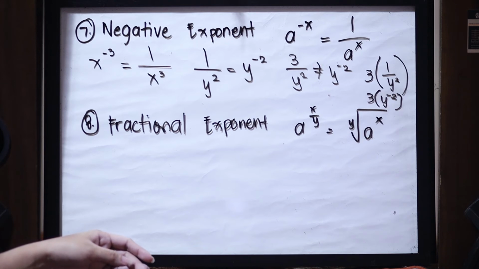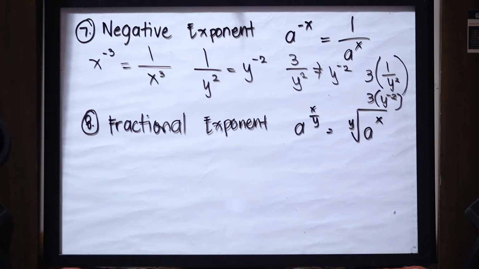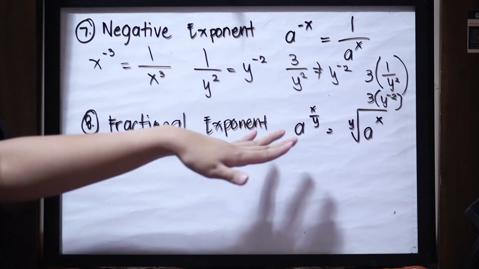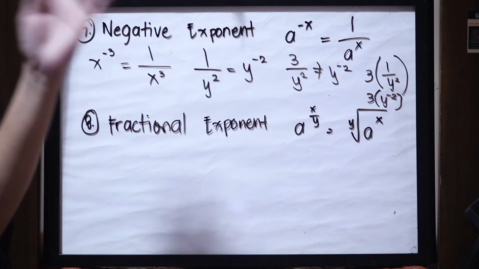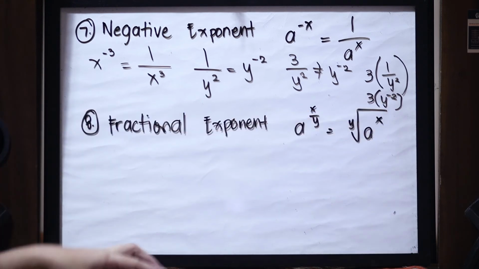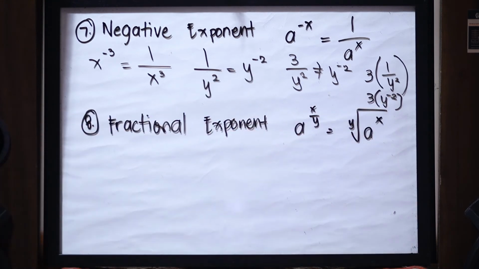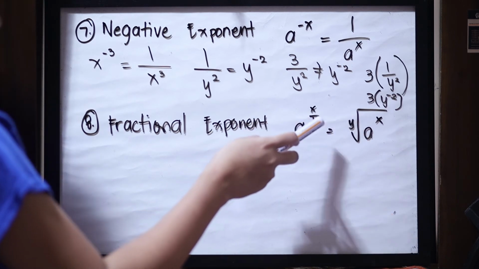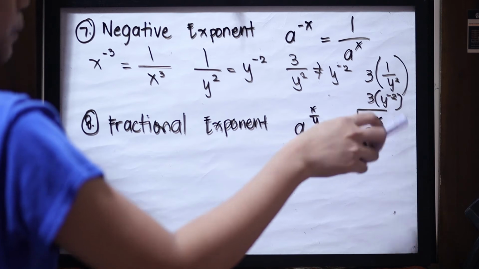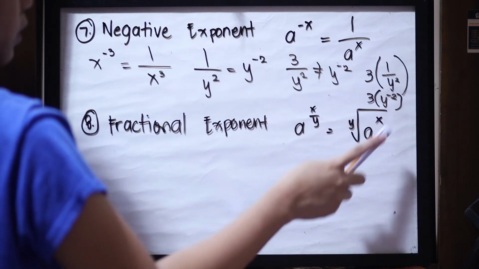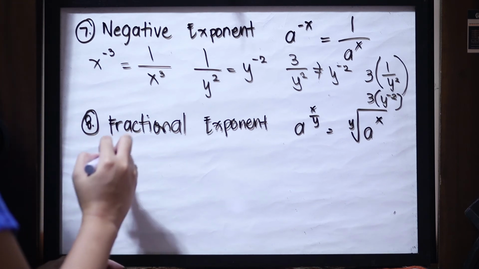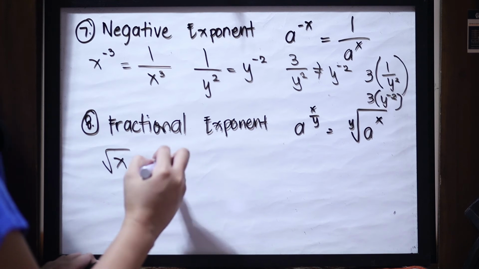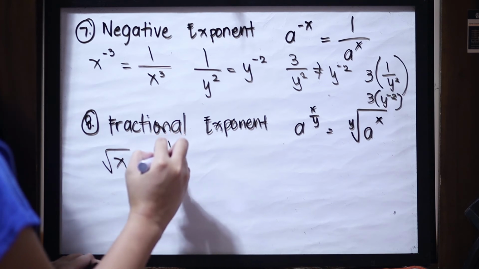And then, the last rule is fractional exponent. For fractional exponent, na-introduce ko ata sa inyo to dun sa previous na lesson, na lahat ng kumukuha ng root or square root, cube root, fourth root, or kung ano man yan, or yung may symbol na ganito, pwede natin siyang isulat as a fraction. Na, yung number of root, yun yung denominator, and the exponent of the term inside this symbol will be the numerator. Na, for example, we have square root of x. Yung square root of x will be equivalent to x raised to 1 all over 2.